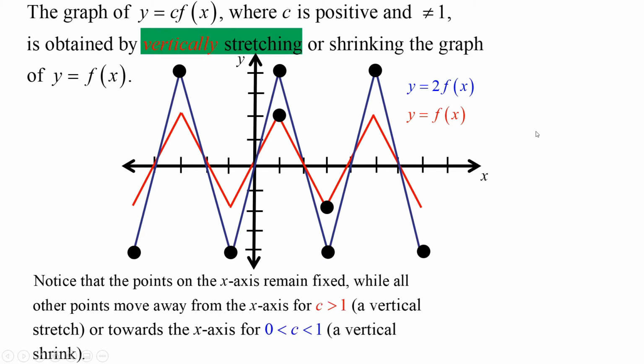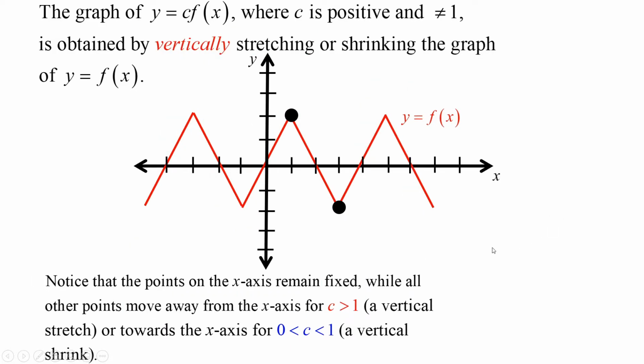And now that note that we just verbalized, notice that the points on the x-axis remain fixed. They did not move. While all other points move away from the x-axis for c greater than 1. And that's a vertical stretch. Now on the next diagram, I'm going to show you what happens when c is in the open interval between 0 and 1. And here we go.